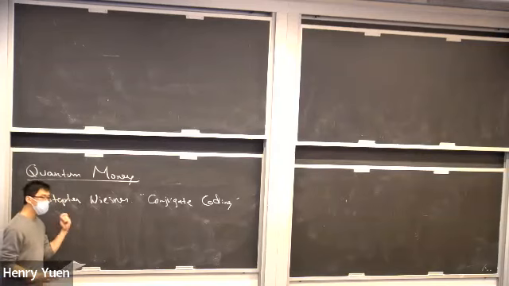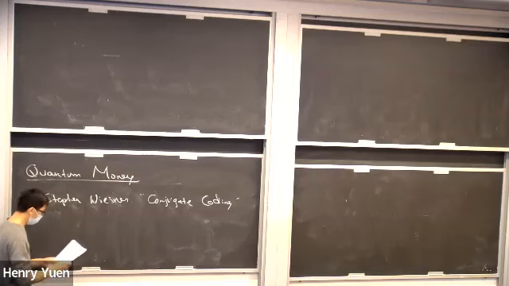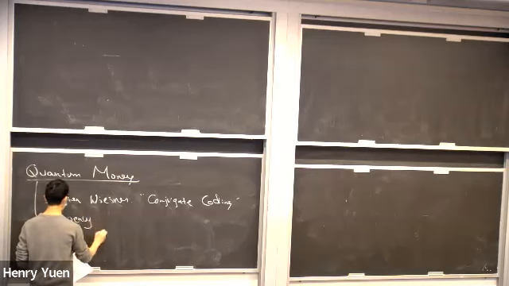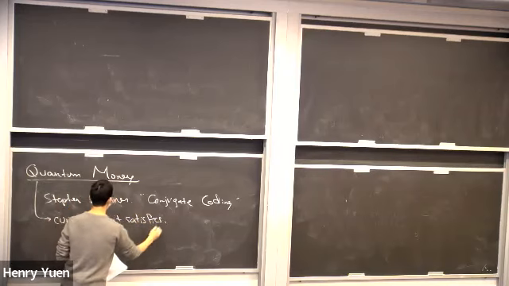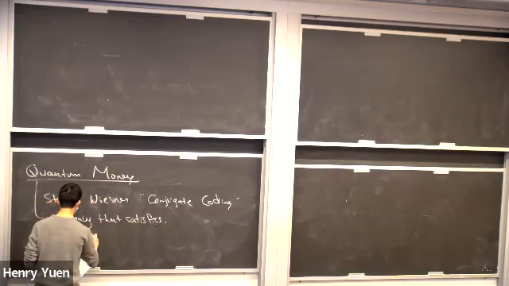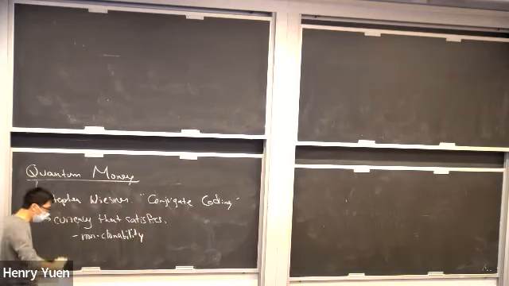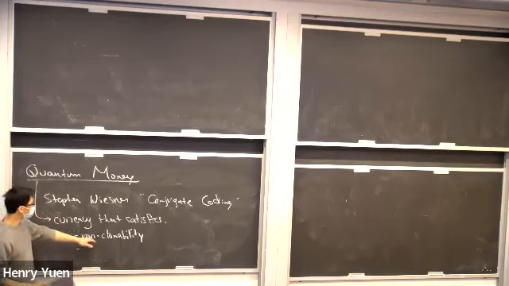Quantum money is to say, well, let's take advantage of the no-cloning principle to create forms of money that cannot be copied. So this is currency that satisfies clearly non-clonability, right? Even if you had all the resources in the universe, you still cannot make an exact replica of a quantum dollar bill.